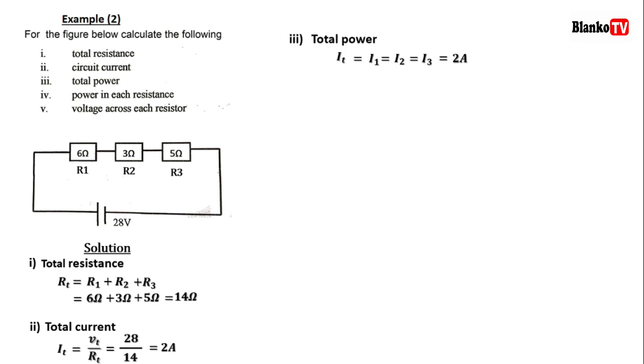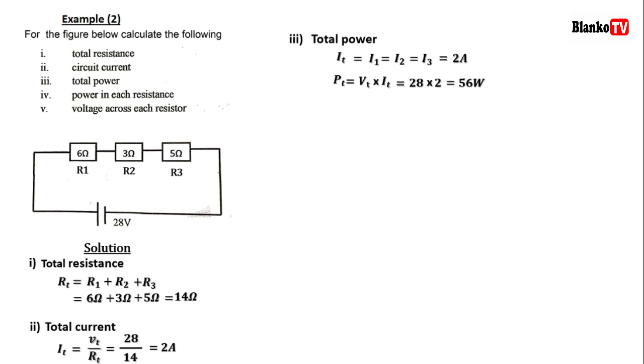I hope you understand. Okay, so the total power, PT, is equal to VT, the total voltage, multiplied by IT, the total current. So the total voltage is 28, multiplied by 2, which is the supply current. When we multiply 28 by 2, we get 56 watts. I hope you are following the steps.